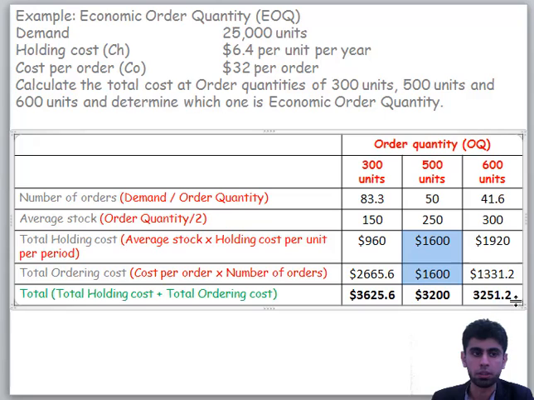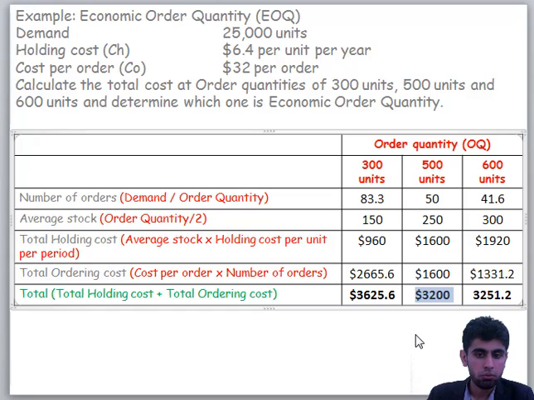Now you have to make sure that you remember the total holding cost and total ordering cost will always be equal at economic order quantity. That's one of the things that you have to remember. But this situation does not apply to other order quantities. You can see that they are different for 300 units and for 600 units. However, for the economic order quantity of 500 units, the total holding cost and total ordering cost are equal to each other, and the sum of both is minimum. So this is the conclusion that we can draw.